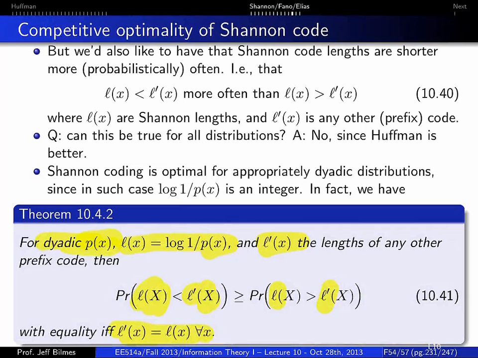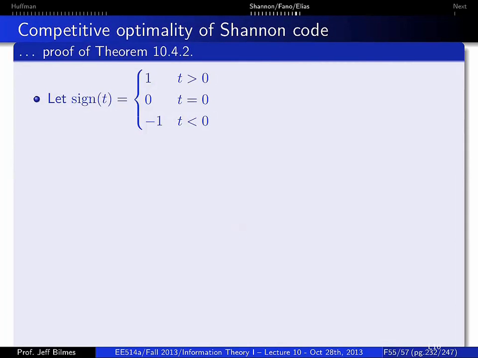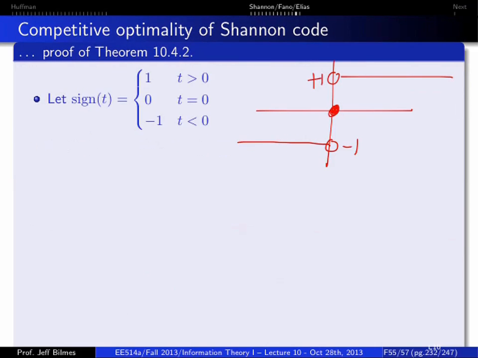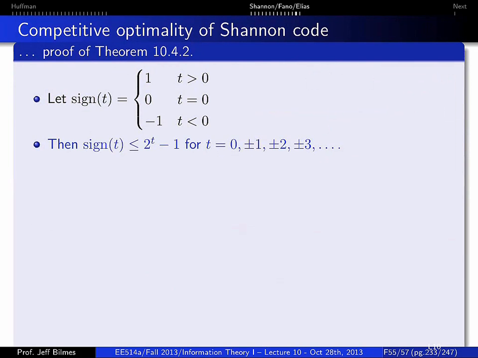Now again, this is a dyadic distribution, so before you get your hopes up about Shannon lengths, this is a very special case. So the way we prove this is by defining the sign function. This function kind of looks like this. It's sort of -1 for a while, and it's open here, it's closed, and it's open at +1. This is +1 here, and this is -1 there. And in such case, if we look at 2 to the t minus 1, then the sign function is always going to be less than 2 to the t minus 1.